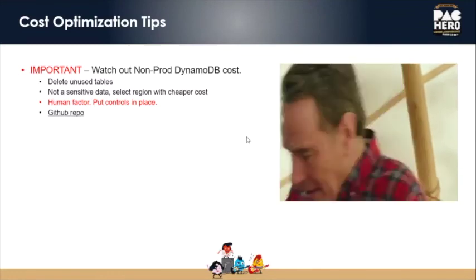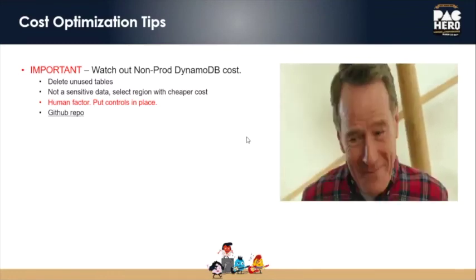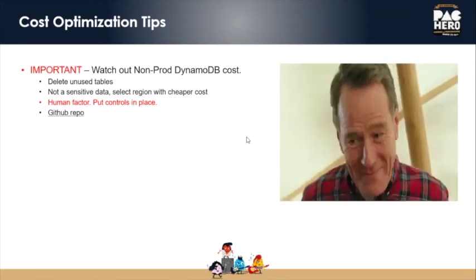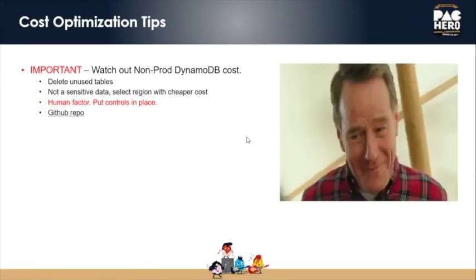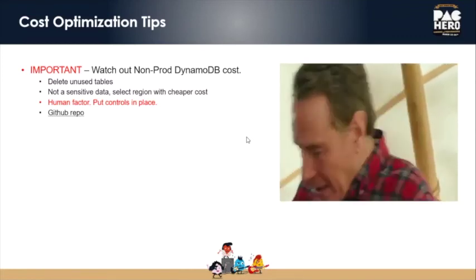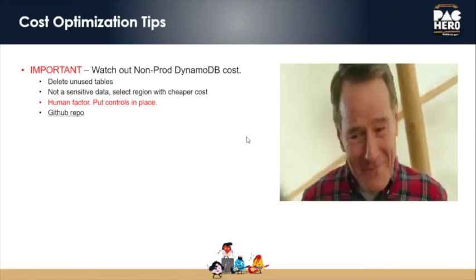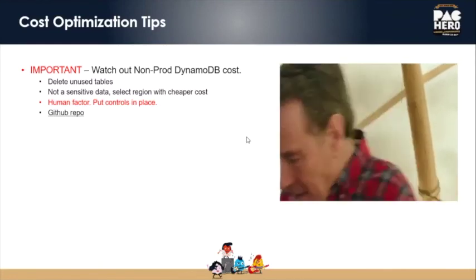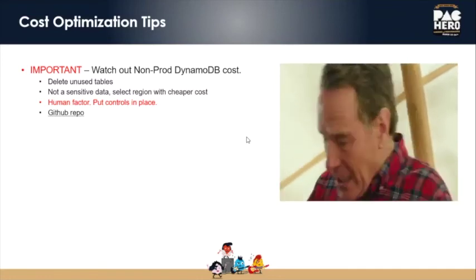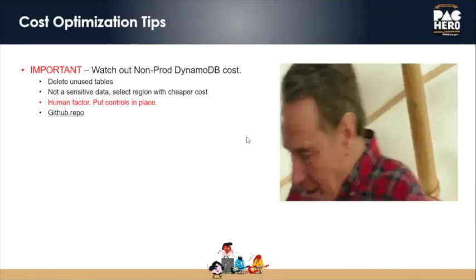Another thing, if the data in those tables is not sensitive, for example, in my case, we work in a bank, so we've got sensitive data. We can't copy that data over to a different region because of those restrictions. If your data is not sensitive, you can probably choose a cheaper region to host the tables. That will save you cost.